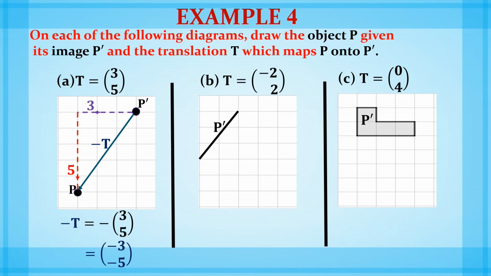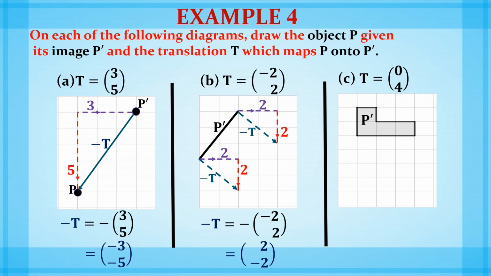In the second part, the vector negative T equals the vector with components 2 and negative 2. Here, the translation negative T moves the end points of the image P dash 2 units to the right, followed by 2 units downwards. Hence, we obtain the end points of the object P. Now, in order to draw the object P, we just have to join its endpoints by a straight line.